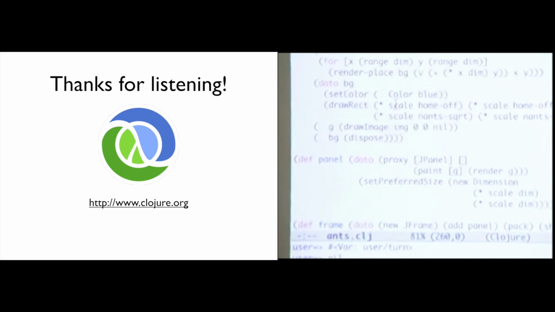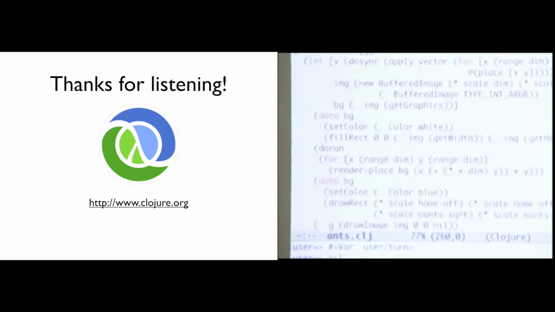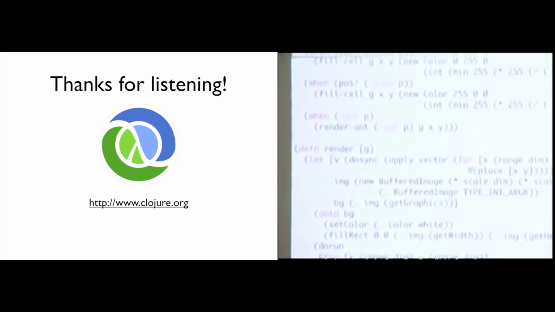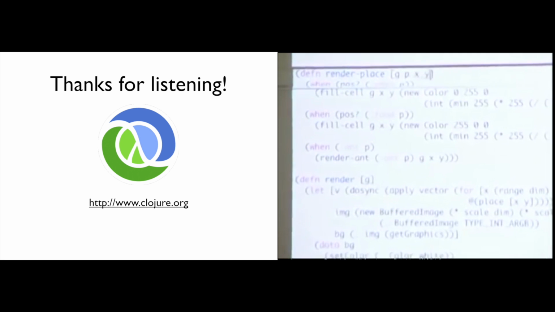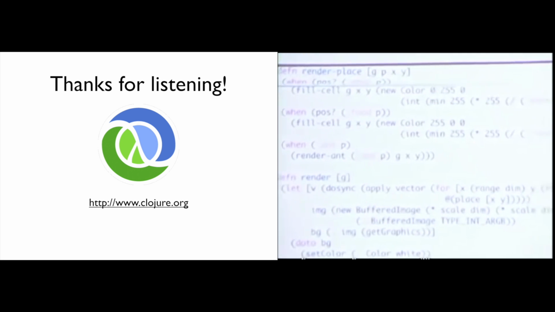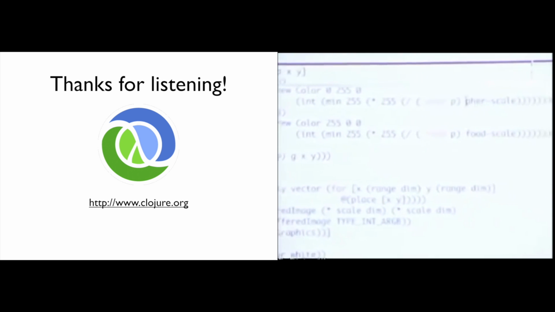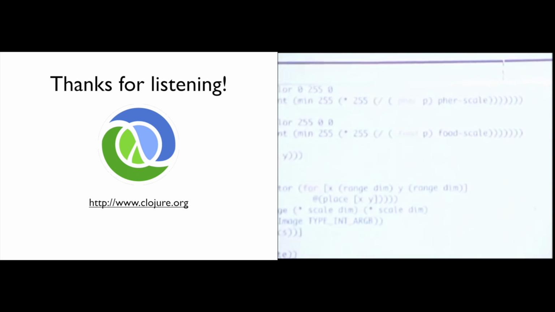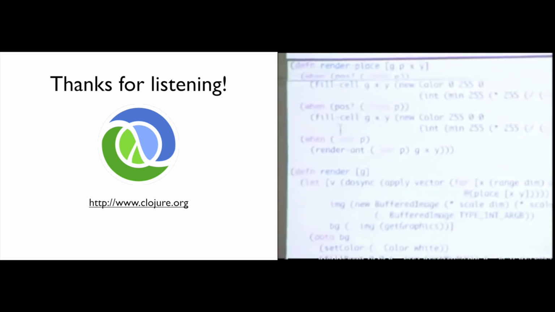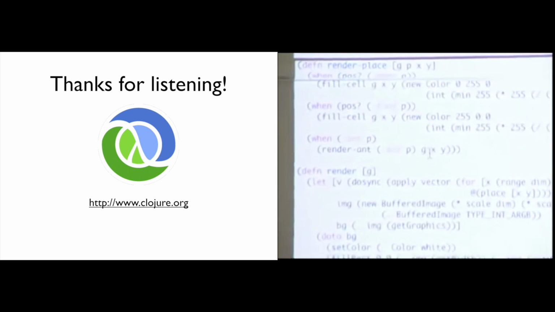So render called render place. Render place is called once for each place, and this takes the graphics context, the place, and the X and Y location. It says if there's pheromone there, draw some green, scaled by the amount of pheromone and that scale factor I said before. If there's food there, draw some food. Same thing, there's a food scaling factor, it's going to draw that. And if there's an ant there, we're going to call render ant and draw the ant.